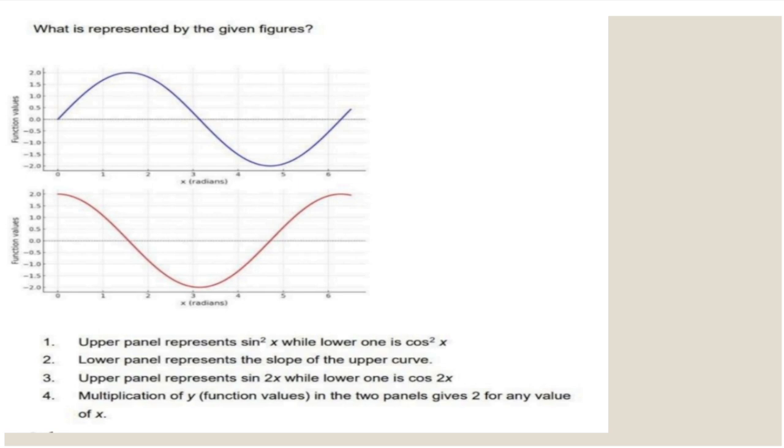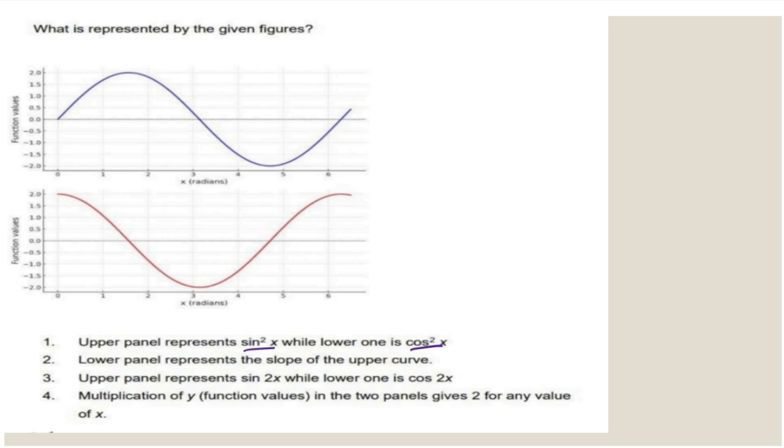So the question is, what is represented by the given figures? Two figures are given to us. Let's see all the options one by one and also the figures, and we will figure out the correct option, right? As you can see in the options, there are two functions, sin x and cos x, correct? So that means it is relatable to these two functions.